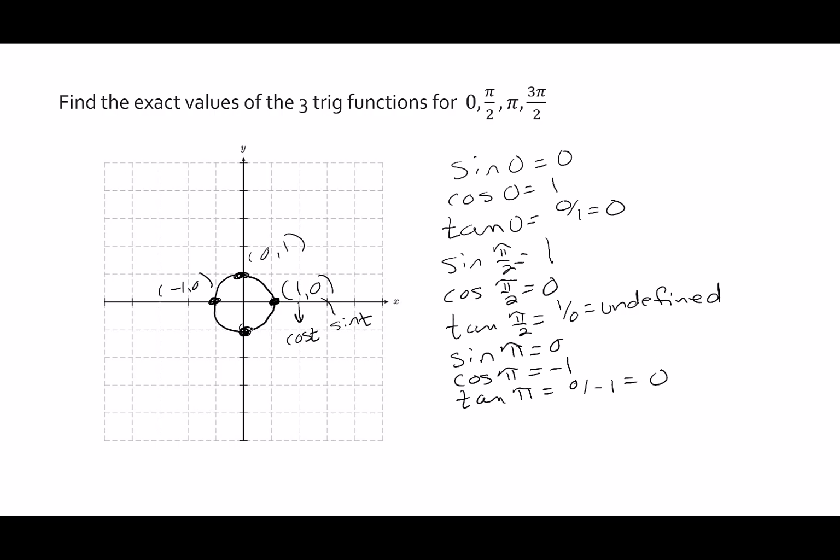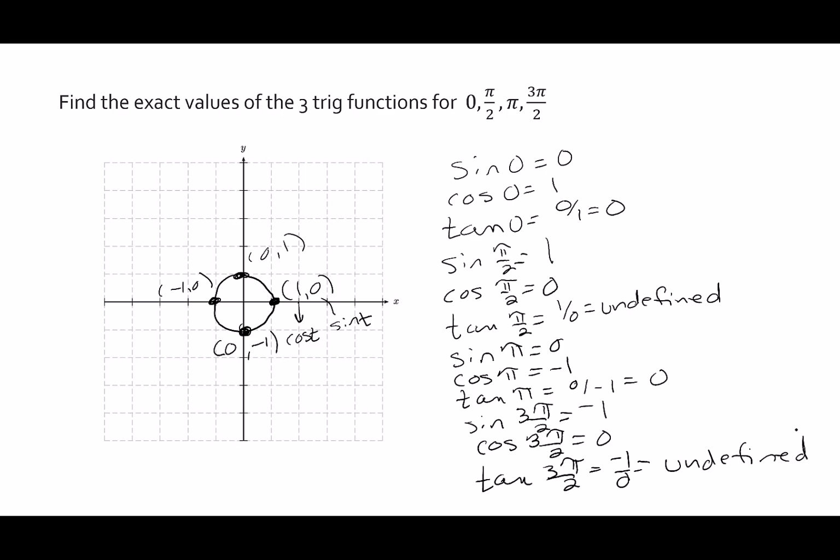Our last point, 3 pi over 2, is the point (0, -1). Sine of 3 pi over 2 will be -1. Cosine of 3 pi over 2 is 0, which tells us the tangent of 3 pi over 2, -1 over 0, is undefined.